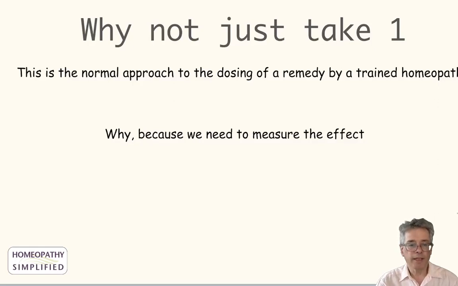So if the bottle said to take 5 globules, 5 pellets 3 times a day, why not just take 1 if it's such a highly diluted substance? That actually is a normal approach to dosing of a remedy by a trained homeopath. And why is that? It's because we need to measure the effect.